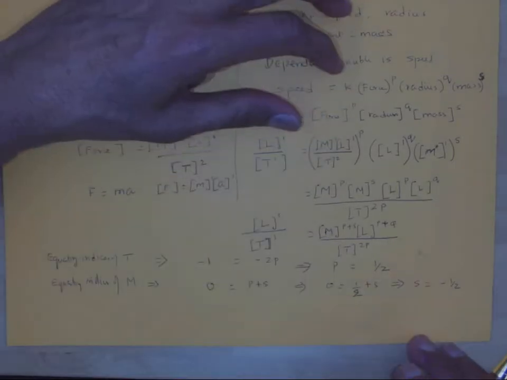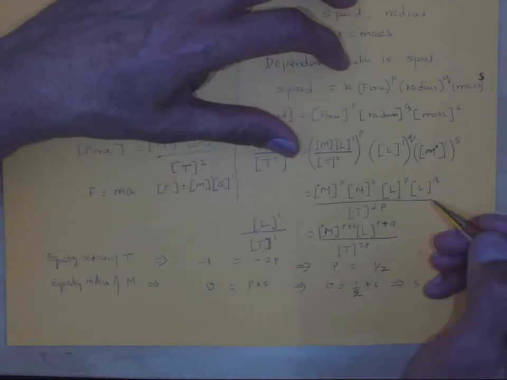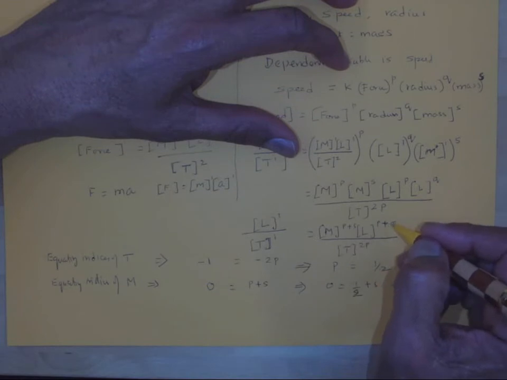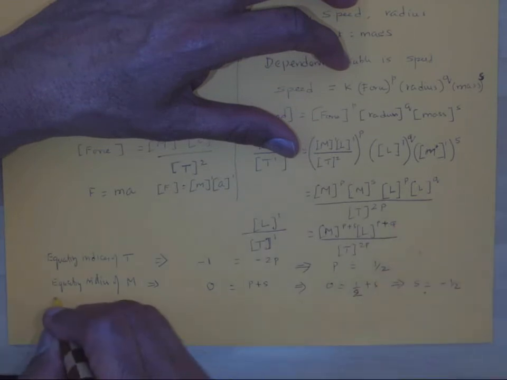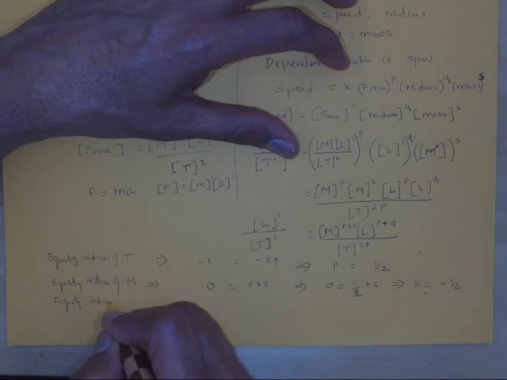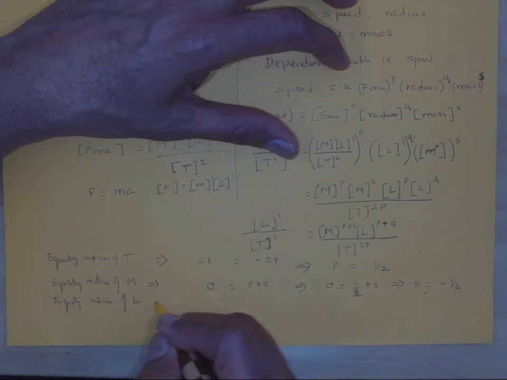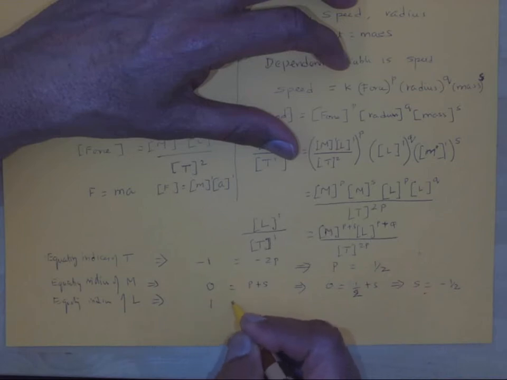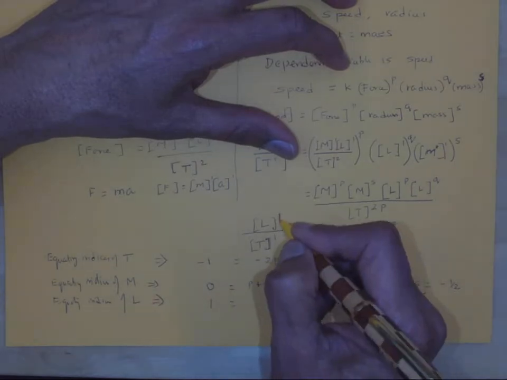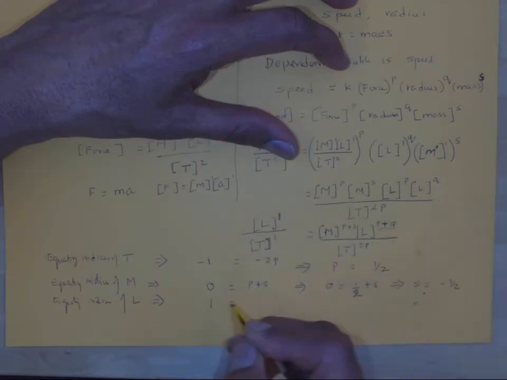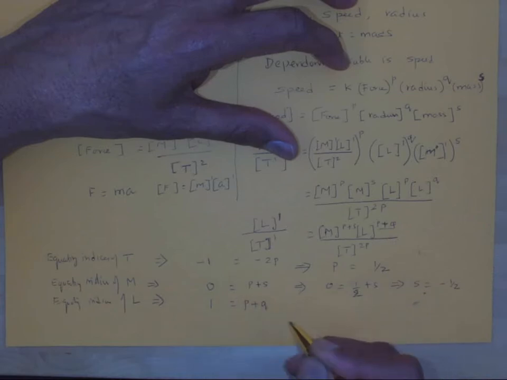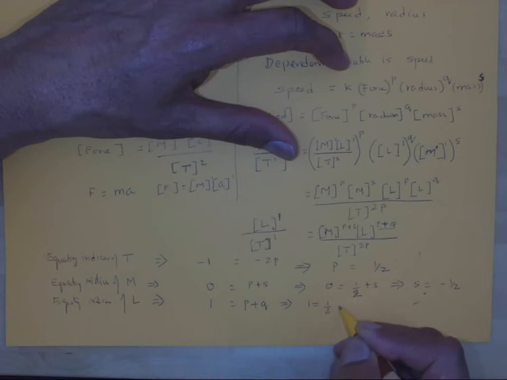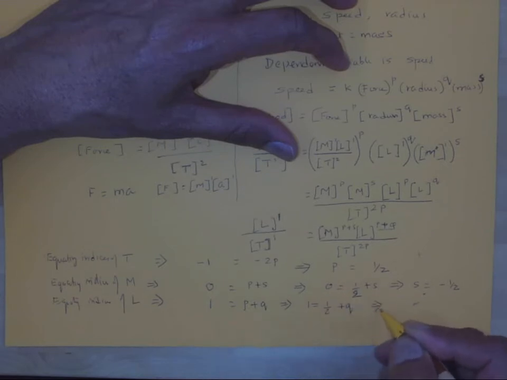Now that we know s, and we also know what p plus q should be, equating indices of L, on the left hand side it is 1. On the right hand side it is p plus q, which is 1 is equal to p plus q. We know p is equal to 1/2, so 1 is equal to 1/2 plus q, which means q must be equal to 1/2.